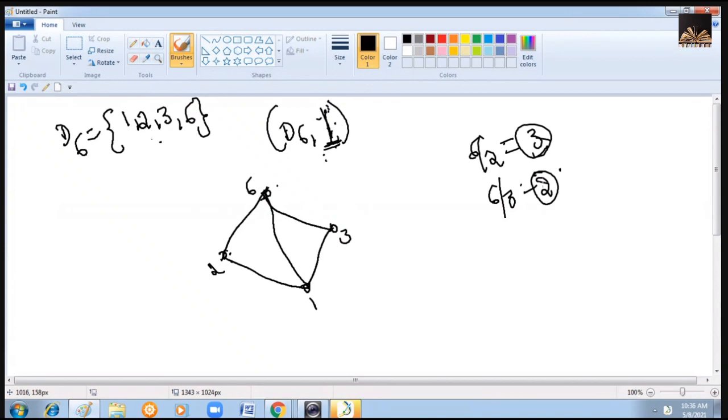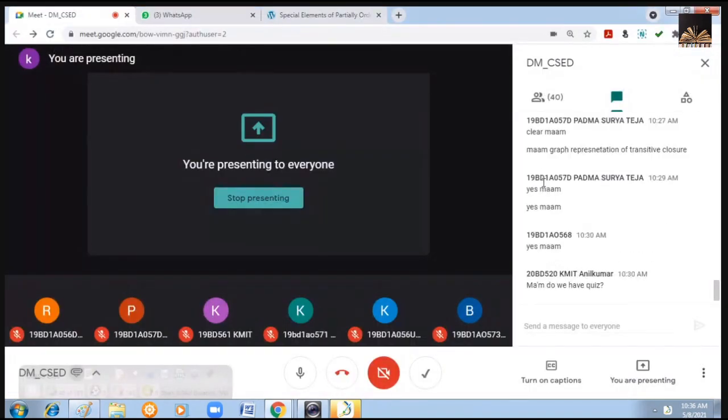So in this way, you can draw the Hasse diagrams for the relations with given conditions.